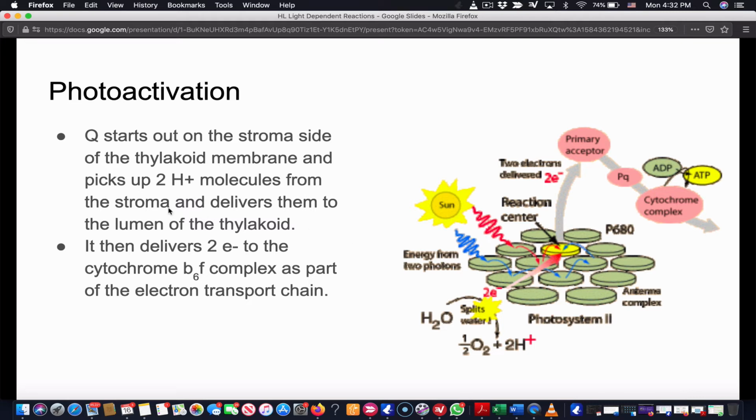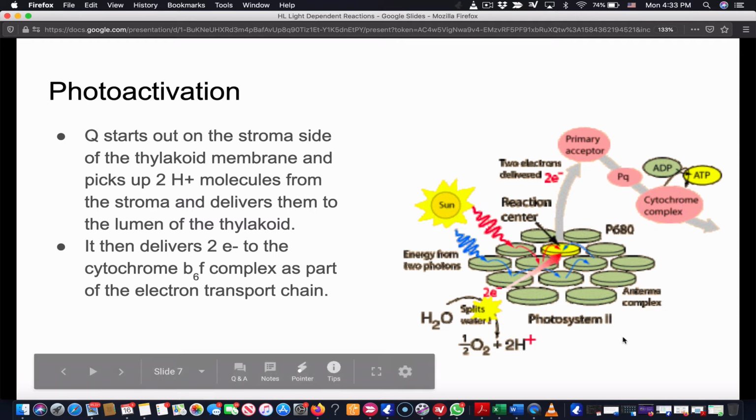So this is just explaining here, Q starts out on the stroma side. Remember, it's going to start on the stroma. It's going to pick up 2 hydrogen ions with it, and it's going to take them down to this cytochrome B6F complex here. And it's going to deliver those protons down into the lumen so we can continue building up that proton motive force.